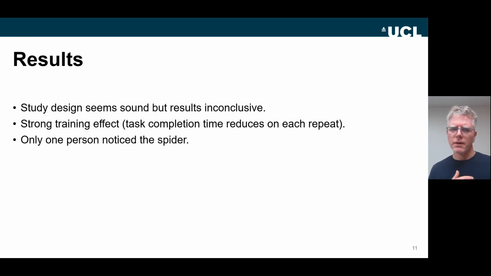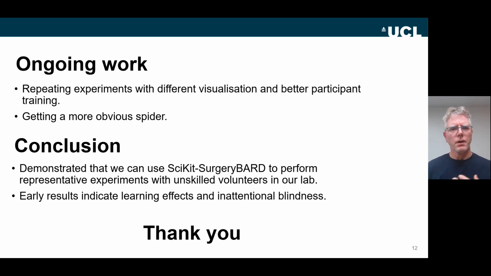Only 1 person out of 12 actually noticed the spider, which indicates we demonstrated that inattentional blindness was occurring, but it would be nice to get the balance between occurring and not occurring better. So for ongoing work, we're doing more experiments, tightening up our controls and our training, and bringing in different visualizations, and getting a more obvious distraction, a more obvious spider, if you like, to see if we can get more people to notice it and then balance it out.